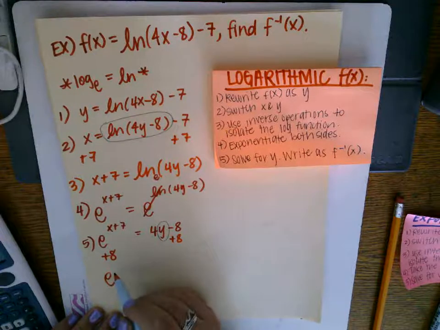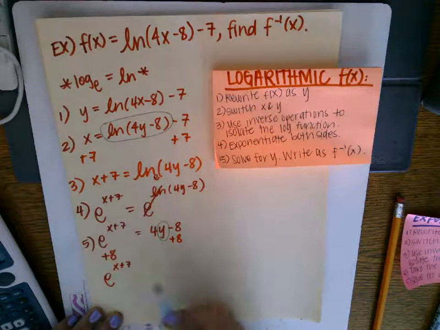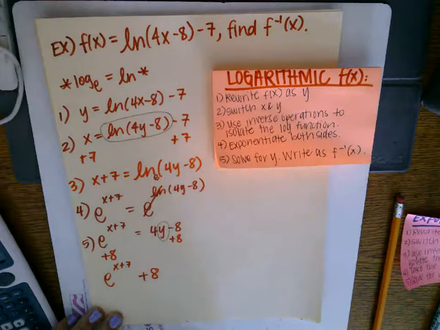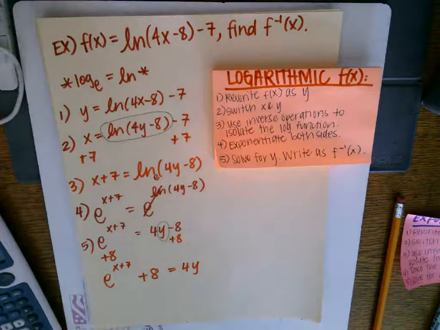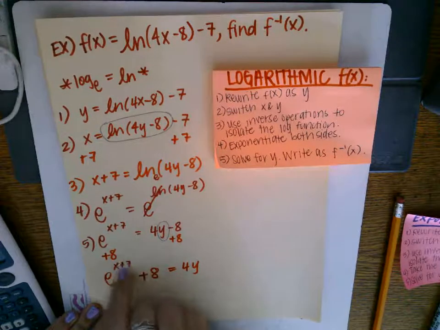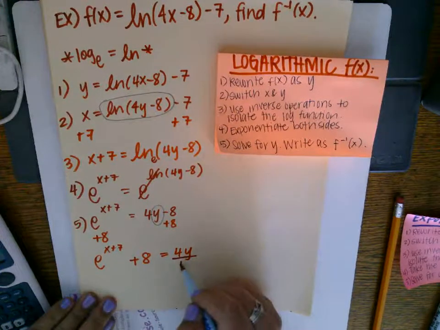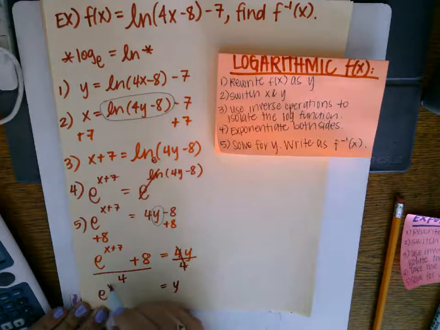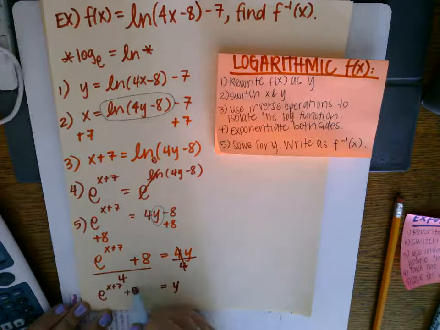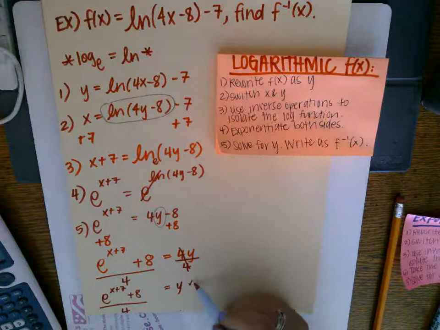Okay, I still have e. The entire exponent is x plus 7. But I just added 8 to this, so it is a big plus 8, equals 4 times y. Make sure you don't do this plus 8 up here. You have to be careful of what your exponent is. Lastly, to get y alone, I need to undo multiplication. So I end up with y equals e to the x plus 7 as the exponent, plus 8, divided by 4. Oops, kind of ran out of space there. And y is alone. Yippee!